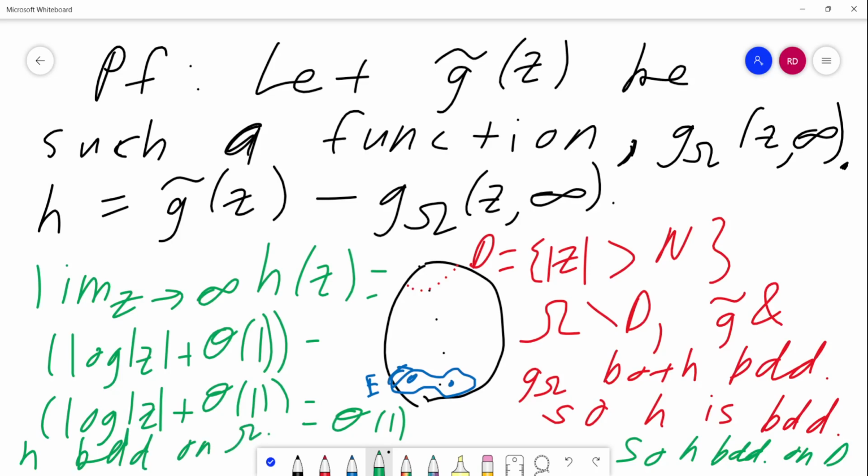So I used part 1 about saying that it's bounded outside neighborhoods of infinity, and part 2 says that it's bounded in neighborhoods of infinity. So it's bounded everywhere on omega.